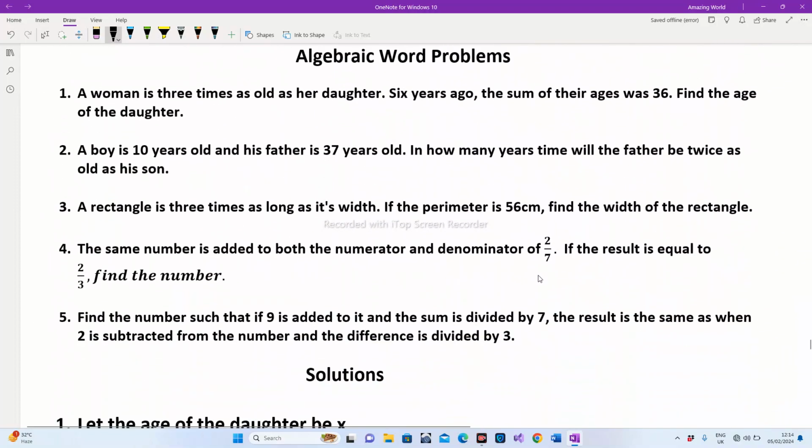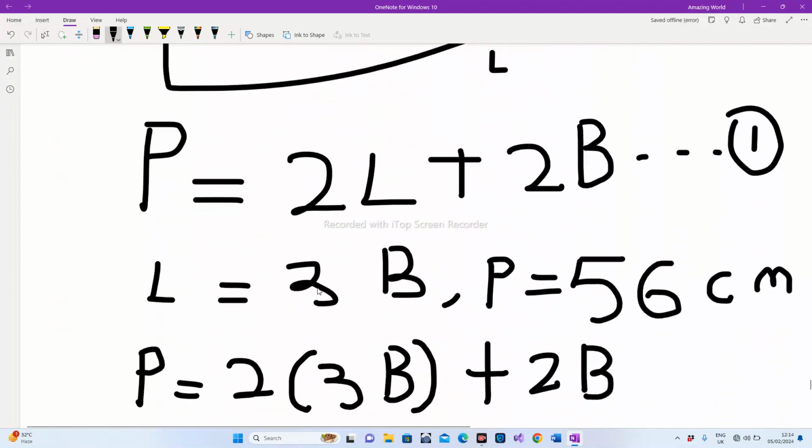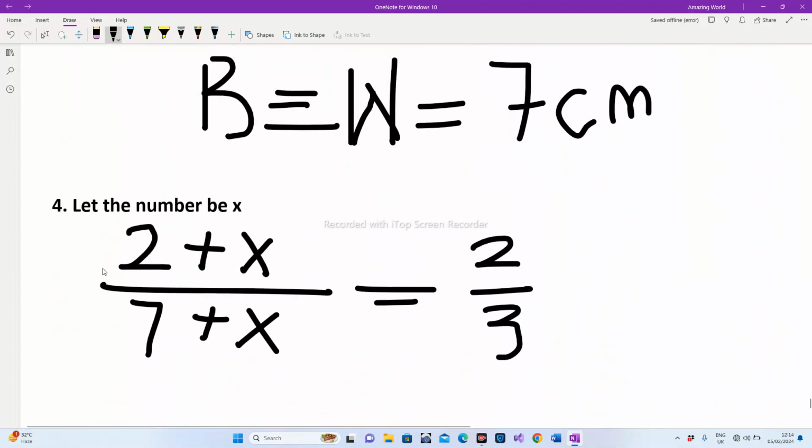So let me go through it again. The same number is added to both the numerator and denominator of 2 over 7. If the result is equal to 2 over 3, find the number. So here we establish (2 plus x) over (7 plus x) equals 2 over 3.